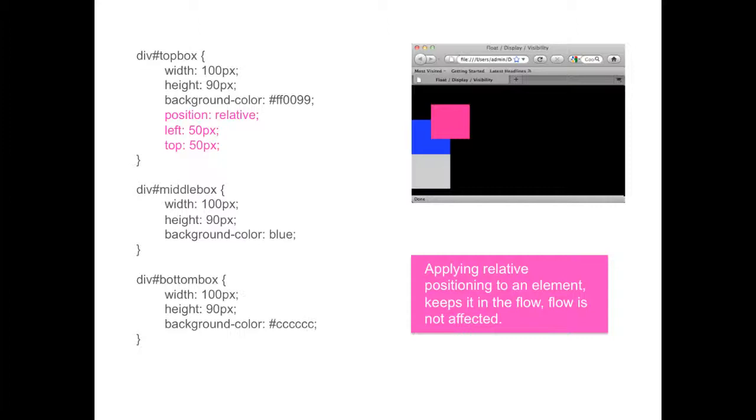That's why the blue and the gray boxes stayed where they are. They didn't move to the top. They didn't become number 1 and number 2. The fuchsia box stayed number 1, the blue box stayed number 2, and the gray box stayed number 3. That's because the fuchsia box did not affect the flow. It was not plucked out of the flow, and that's because it has a position relative.